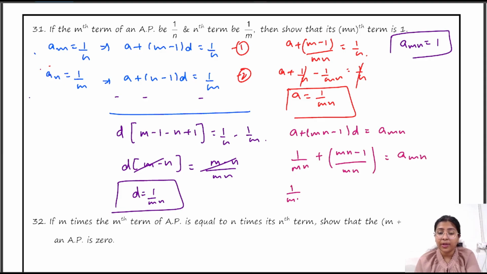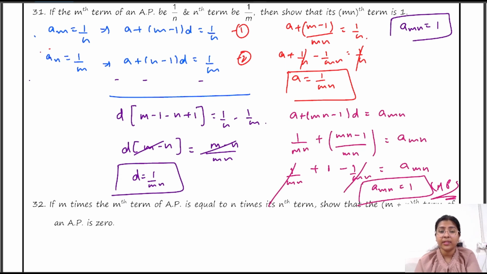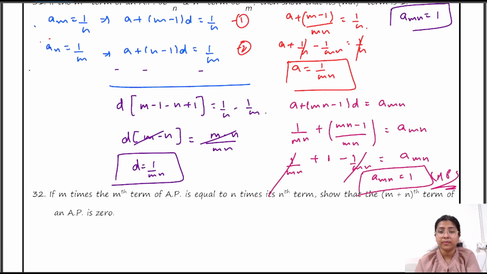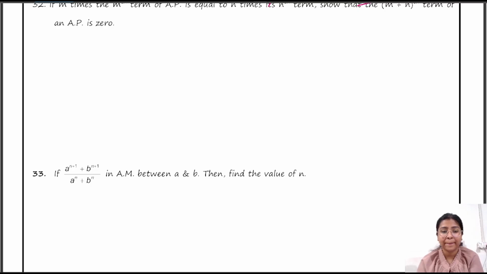Yes, 1 upon mn plus 1 minus 1 upon mn. This cancels this because these are like terms. So A mn is equals to 1. Hence the question is proved. Yes, learners, see the solution. Any doubt? No? Okay, now two more questions.